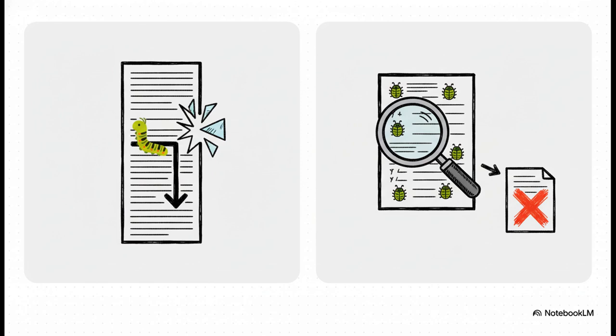A compiler, though, it's like a super strict proofreader. It will scan your entire program for syntax errors before it does anything else, and it will refuse to even create that final executable file until you've fixed every last one.